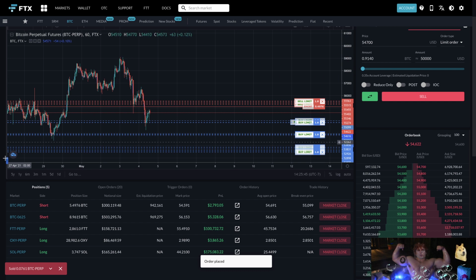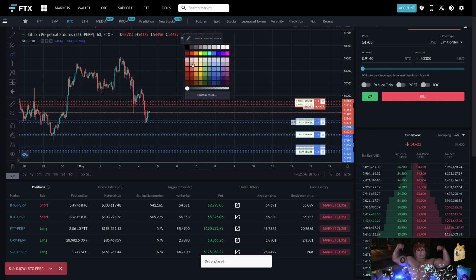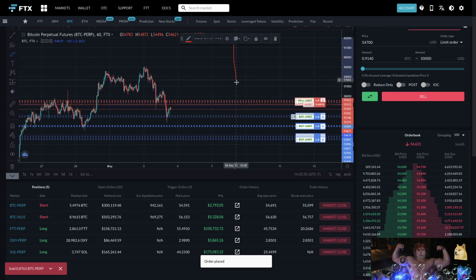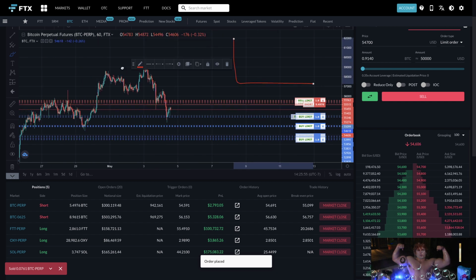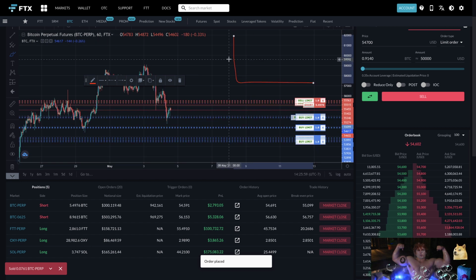Let's do some examples. Imagine a few scenarios, okay? Imagine a strike price here for some asset. This is the strike price.